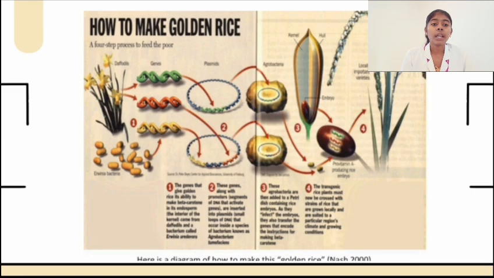And then testing and approval. The first version of golden rice was developed in the year 1999 by the scientists Potrykus and Beyer. Later, in 2005, golden rice was introduced with even higher beta carotene content. Finally, in 2021, golden rice was officially approved for cultivation in the Philippines.